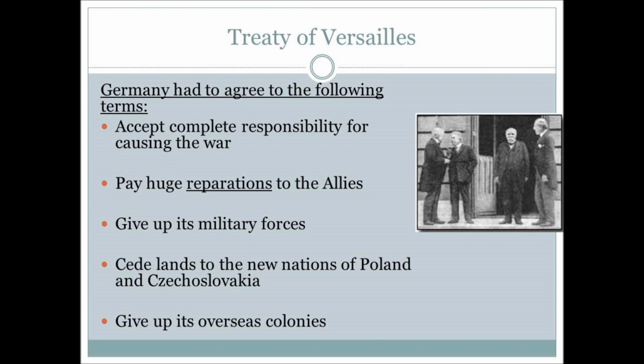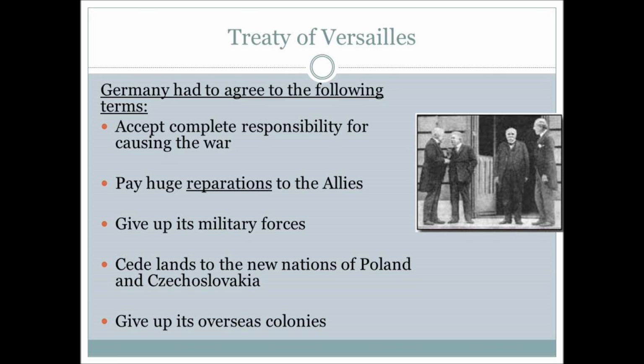The Treaty of Versailles is going to be signed really by the winners. Everyone agrees to it, but it's the winners of World War I that decide the terms of the Treaty of Versailles. And when you look at what happens with Germany, they get a real raw deal. You have to think of it in terms of: if you punish someone too harshly, are they going to respond positively or negatively? Germany had to agree to the following terms.